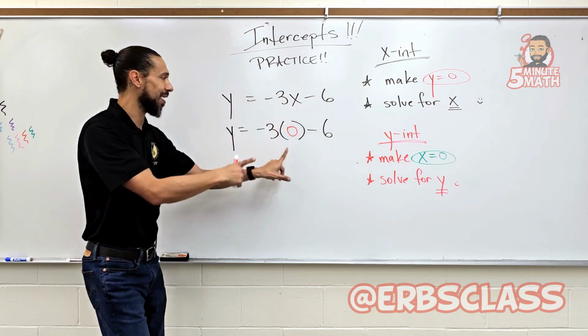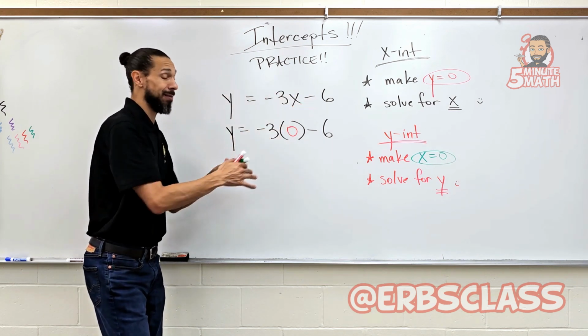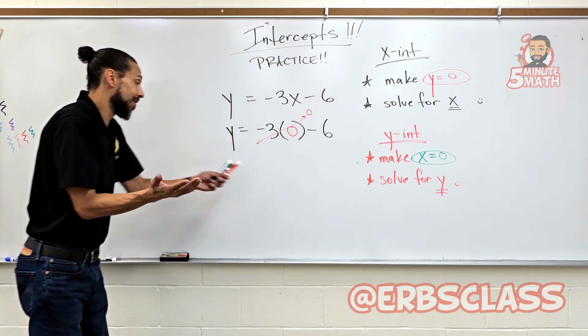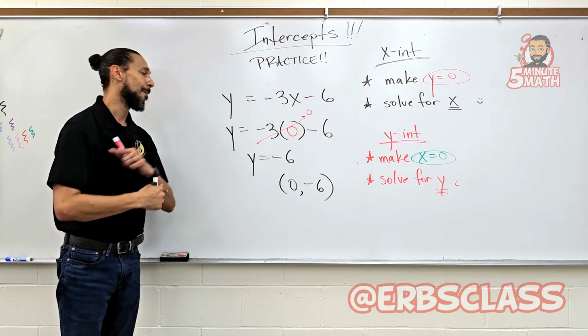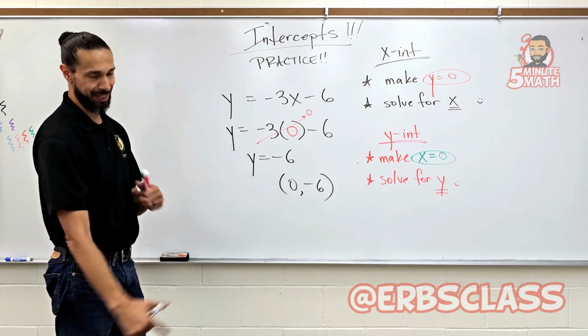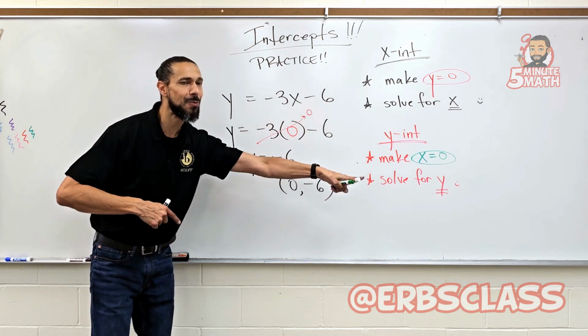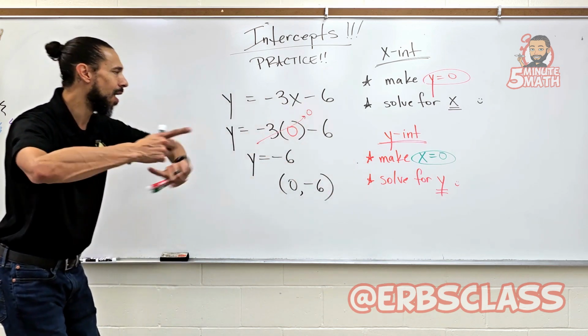And isn't that what I'm going to get here? This is going to go away, just like that. And so all that leaves me is y equals -6. My intercept is at (0, -6). Well, you knew that because that was in slope-intercept form anyway. Let's do a different one.